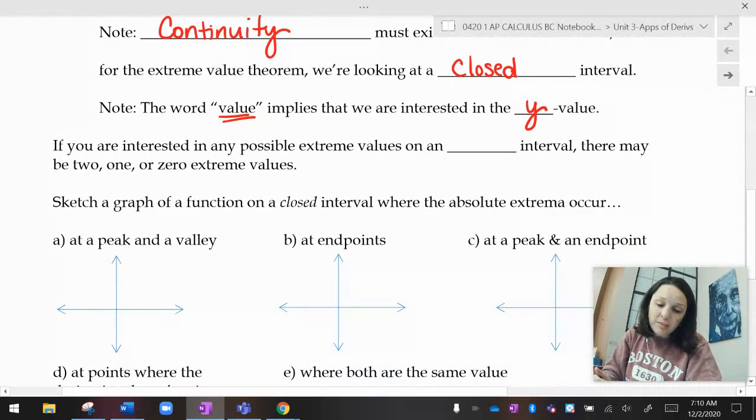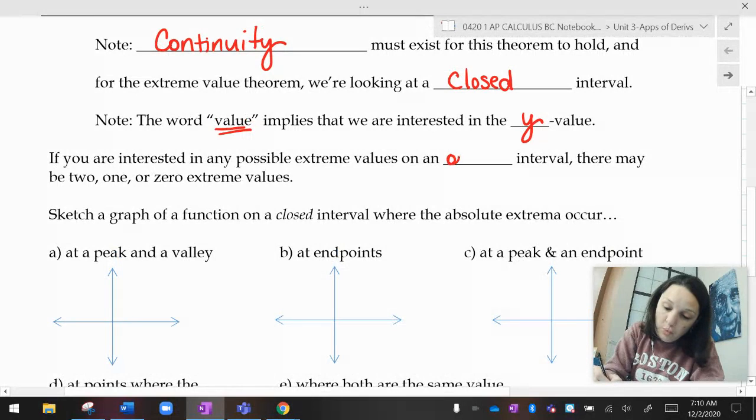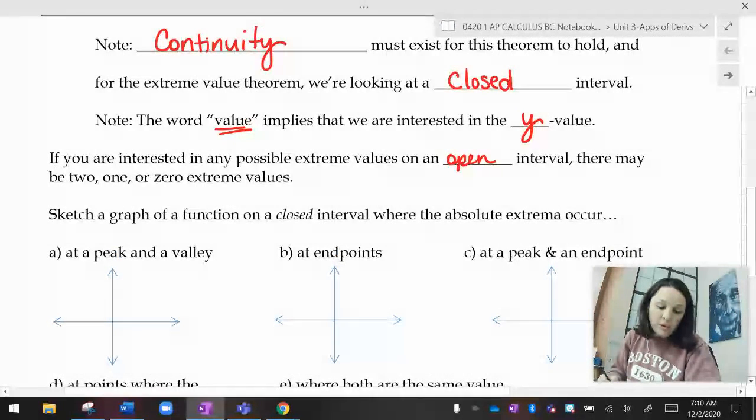If you are interested in any possible extreme values on an open interval, there may be 2, 1, or 0 extreme values. That's that idea that it's just not guaranteed anymore.